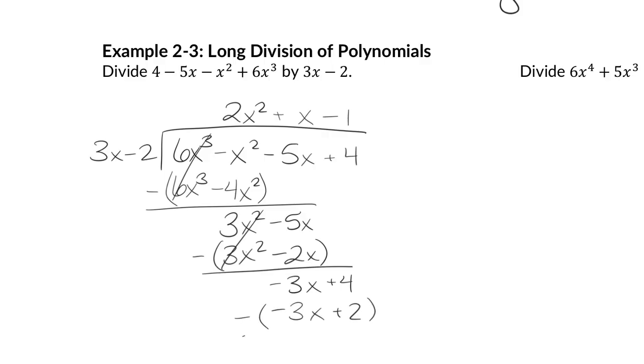But we're subtracting all of this. Minus a minus cancels out. Minus a minus becomes positive. So negative 3x plus 3x cancels out. And then we have 4 minus 2, which is 2.